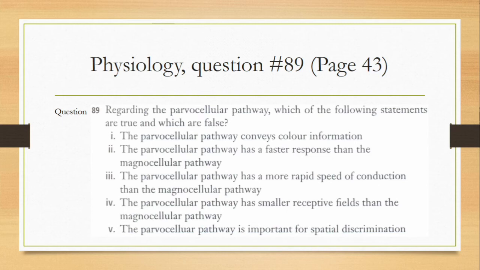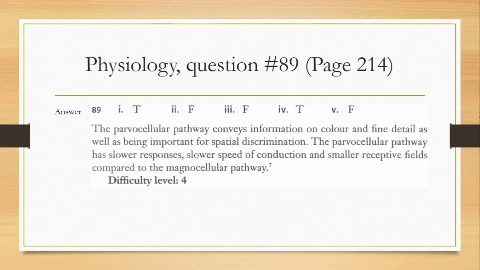Question number 89, also about physiology, is asking about the parvocellular pathway, and the statement 5 says that the parvocellular pathway is important for spatial discrimination, and here the answer says that the statement number 5 is false, while it explains that the parvocellular pathway is important for spatial discrimination, which means that this should be true instead of false.